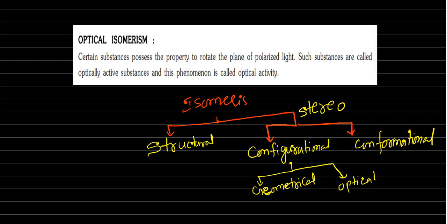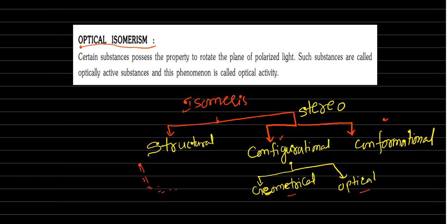Today's topic is optical isomerism. See, the isomerism classification is this one. Isomerism is mainly of two types, structural and stereo. In structural, we discussed five types in structural isomerism. Stereo isomerism is of two types, configurational and conformational. The configurational is again of two types, geometrical and optical.